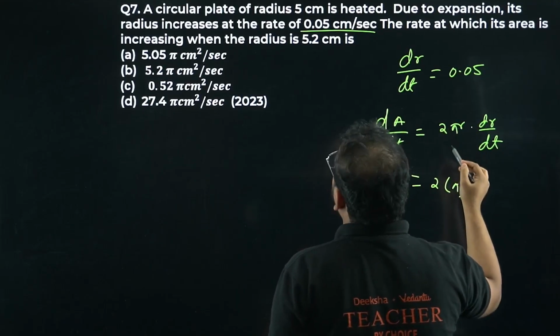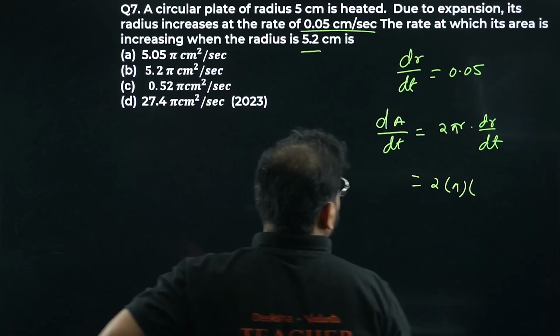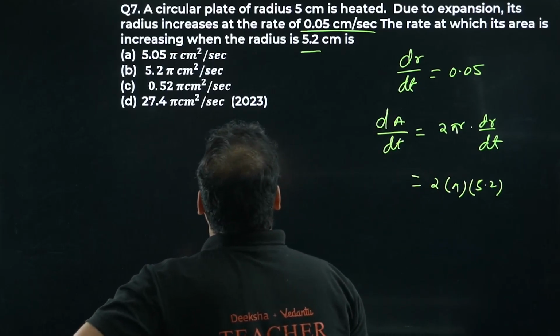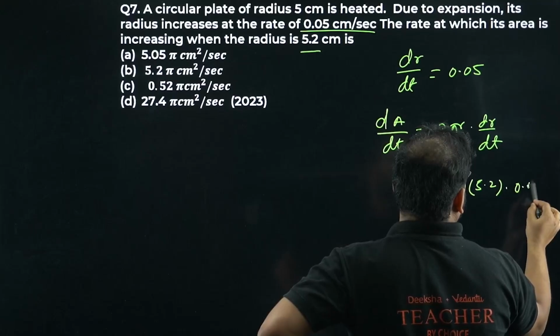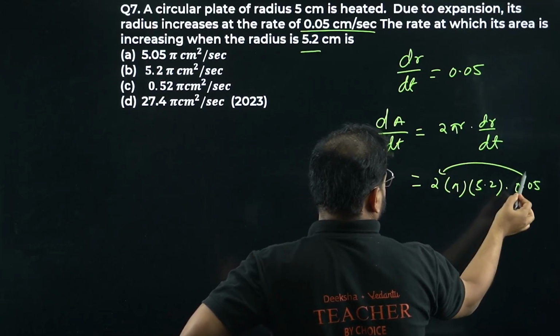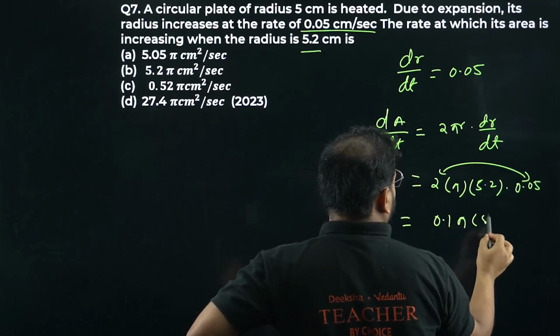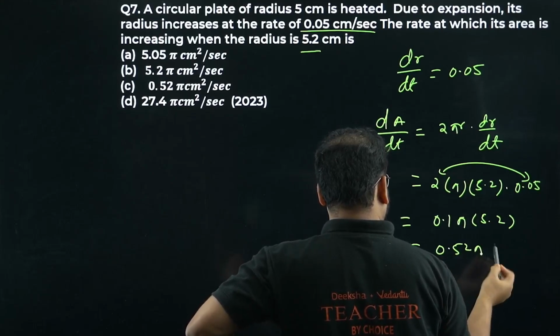Now the r value is 5.2, yes, 5.2 actually. And dr by dt is 0.05. Multiply these two: you'll have 2 into pi into 5.2 into 0.05, so 0.1 pi into 5.2, that is 0.52 pi.